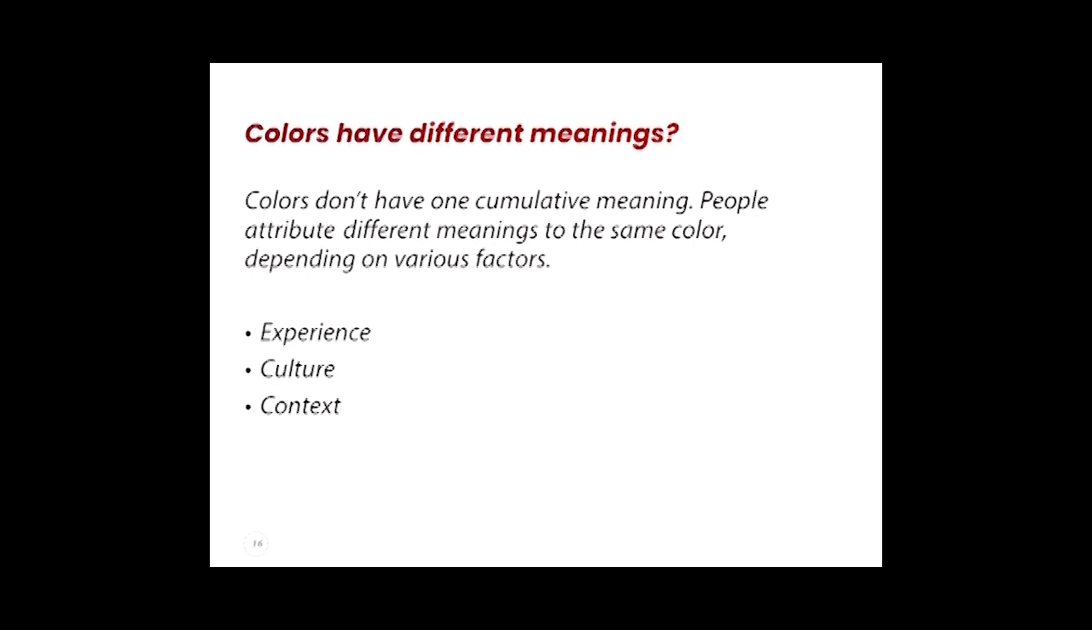So if you go with the color context, red is used to show danger as well as love. Yellow is fire as well as food. That means we understand the different meanings of color in various factors. So how do you say this is a good color?